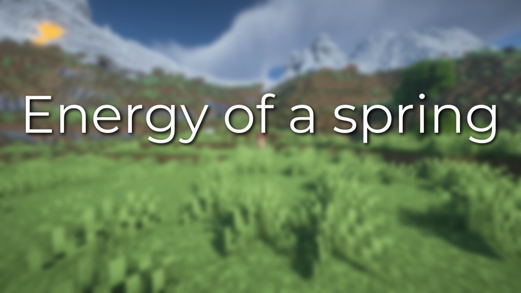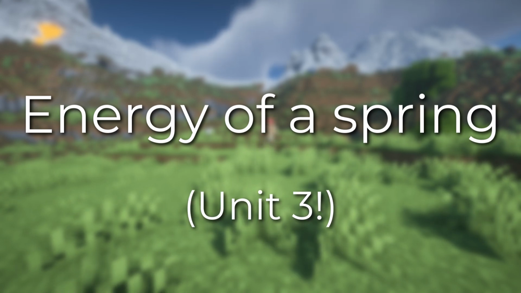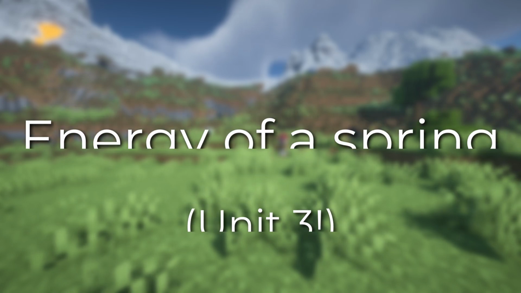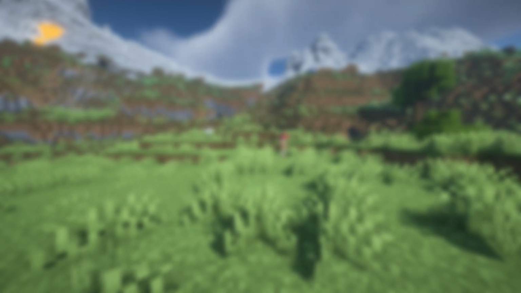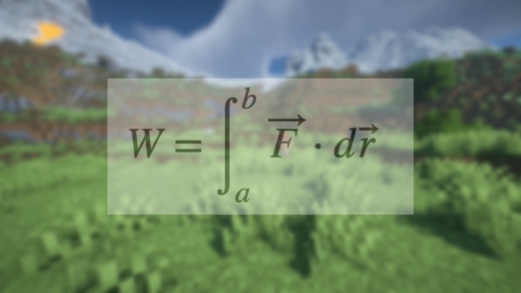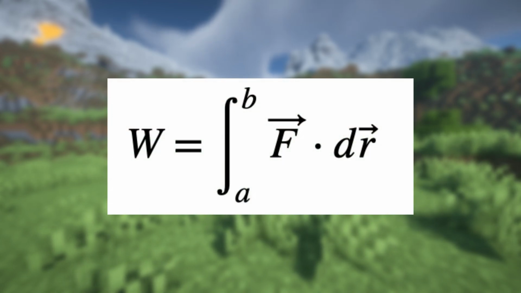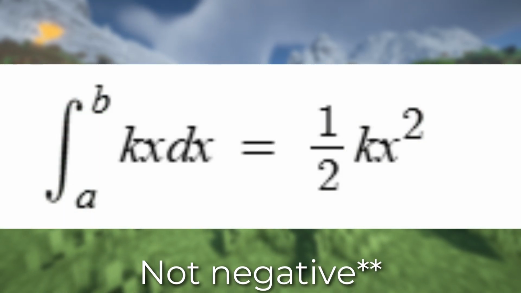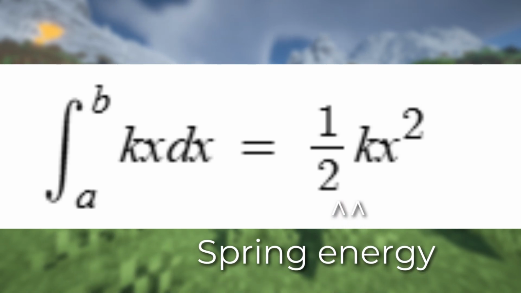So now that we've covered force, let's cover the energy of a spring. This is Unit 3 territory, so feel free to skip if you haven't gone to energy yet. If you're taking Physics C right now, you'll know that work equals the integral of force with respect to distance. So taking that logic, the integral of negative kx dx would be negative 1/2 kx squared. This is our spring energy.